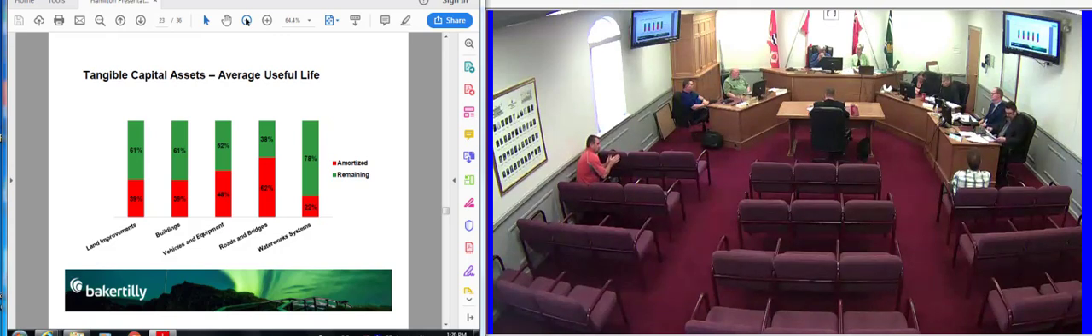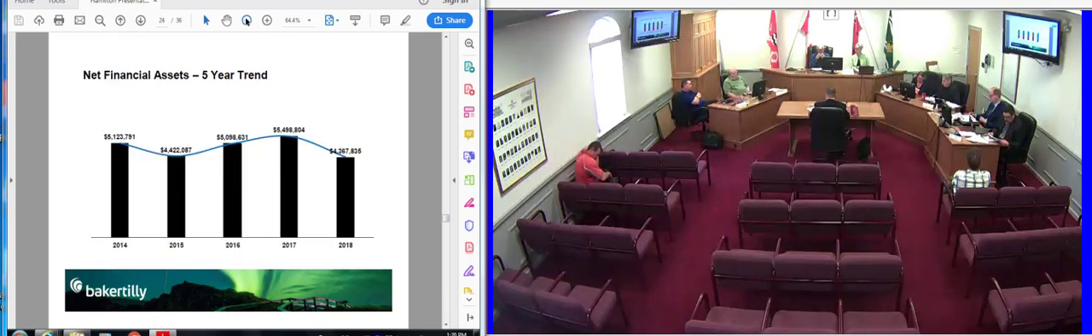As you can see, like most municipalities, roads and bridges are the ones that are most amortized. Next is the 5-year trend on your net financial assets, and you can see there that it has varied a bit over the years based on when you've done a lot of capital.